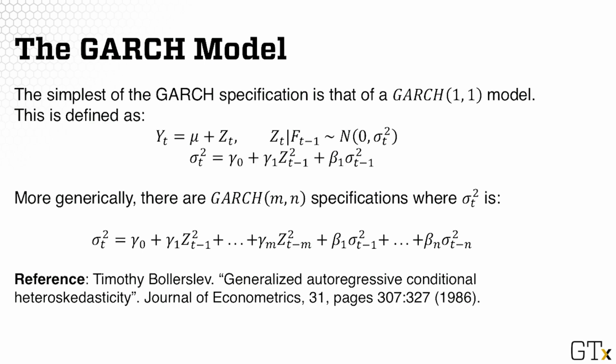Thus, the interpretation of the two orders is as follows. M refers to how many autoregressive lags or ARCH terms appear in the equation, while N refers to how many moving average lags are specified, which here is often called the number of GARCH terms. This model was introduced by Bollerslev in 1986.